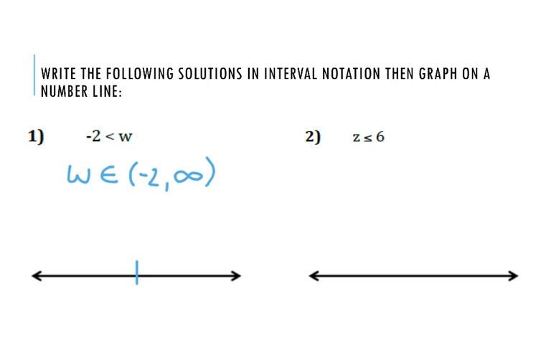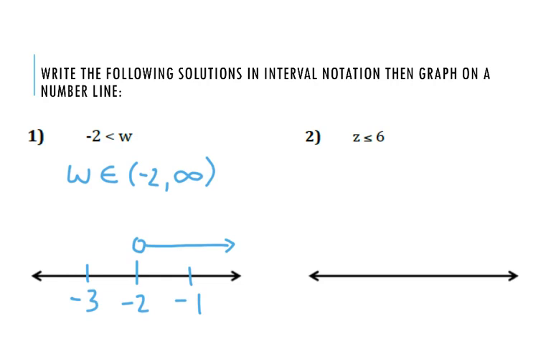Now to graph this, we mark -2 on our number line, go 1 above, 1 below, so -1 to the right, -3 to the left, and we'll have an open circle, since it's all parentheses in our interval notation, or it's just a less than sign, and then our arrow goes to the right on to positive infinity.